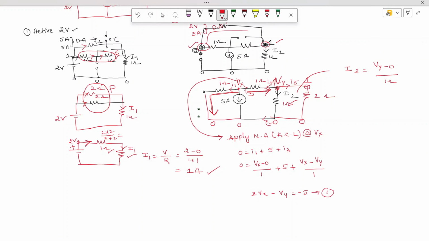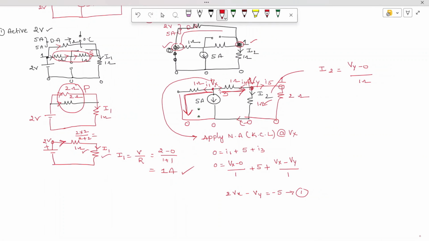Okay, so the second equation here is, if you take I2 like this. Okay, let's try to apply one more nodal analysis. Applying nodal analysis is indirectly KCL at which node? At this node, you apply the nodal analysis at the node Vy. You can see here, to this node what are the entering currents? No entering currents, all are leaving currents.